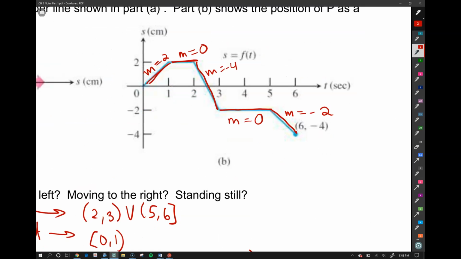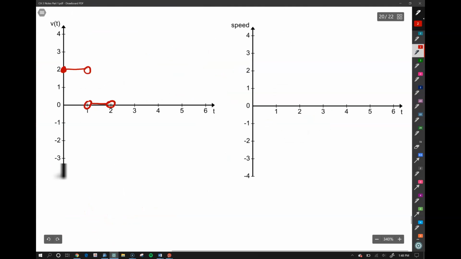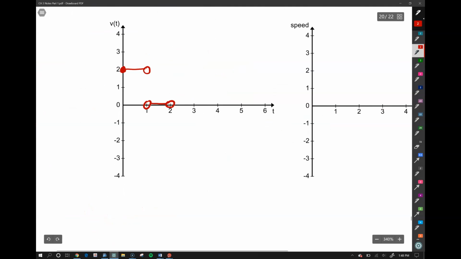Now we're going to graph our slope of -4. It's going to be a value of -4 from 2 to 3 seconds. Try the last 2 by yourself.